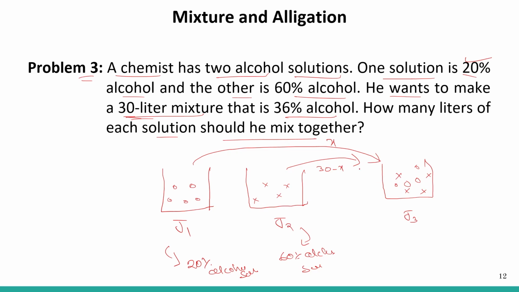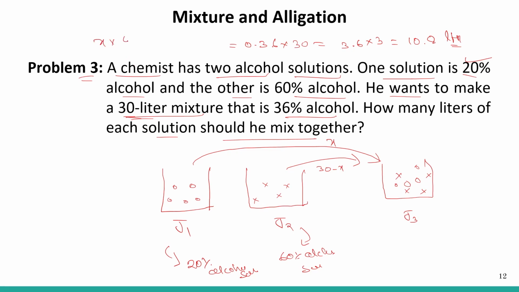Okay, so what we do next is, let's see how much pure alcohol there is. So 0.36 into 30, right? That is equal to 3.6 into 3, so it will be 10.8. This many liters of pure alcohol will be there. This will be equated with what amount of pure alcohol has come from here and what amount has come from here.